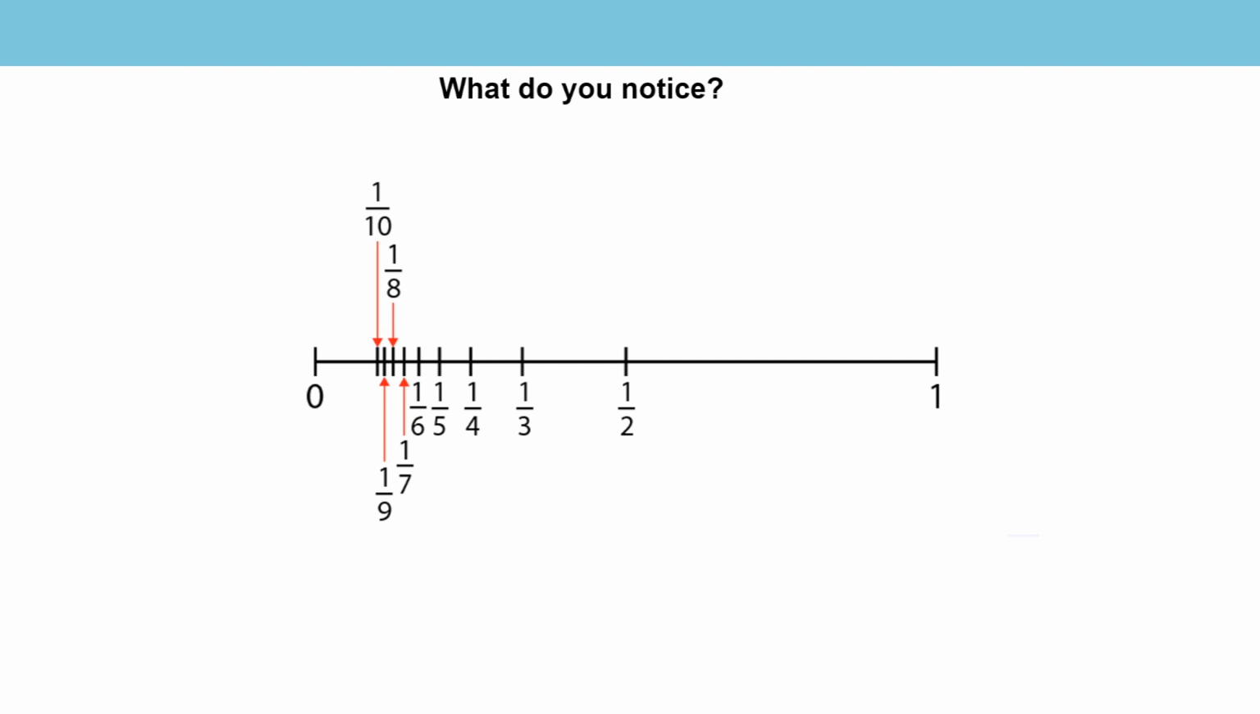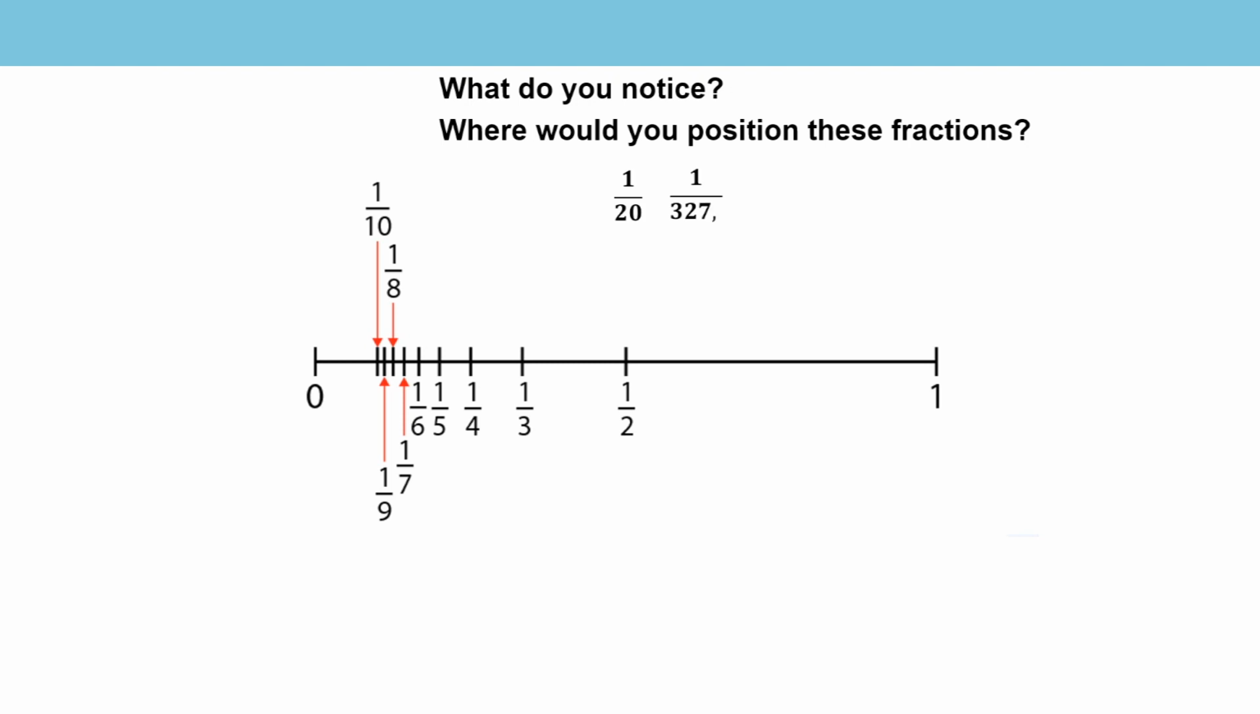So bearing that in mind, this is what I want you to think about. Where would you position these fractions that I am about to give you on this number line? You have got 1/20th, 1/327th, 1/1000th, and 1/1,000,000th. Pause the video and decide where you would place them on this number line. I would also like you to think about what made you decide on placing them as you did. Also, which fraction would be closest to 0 from the 4 that you are about to position.